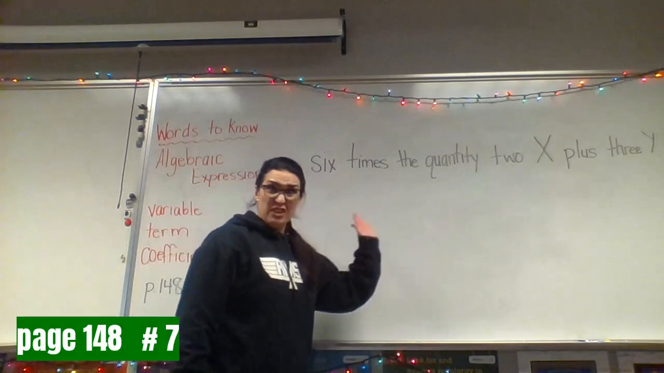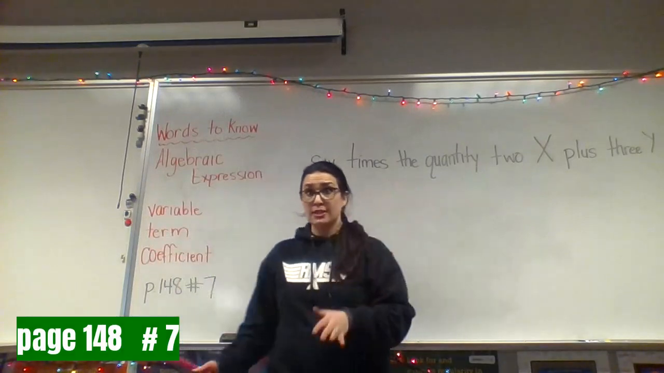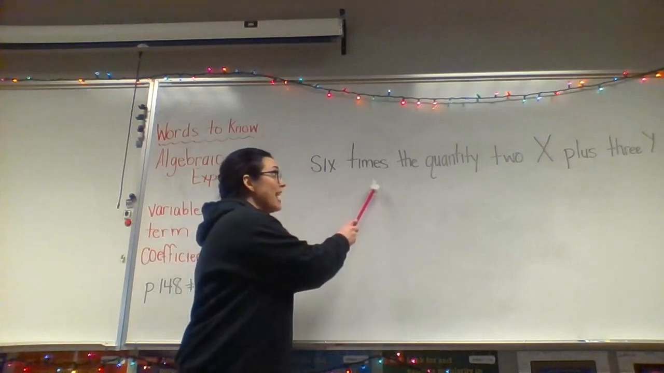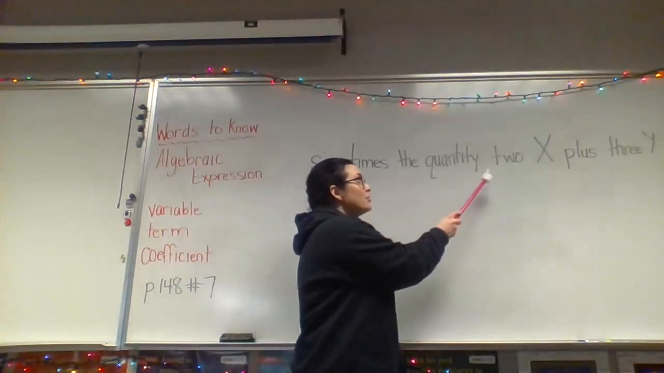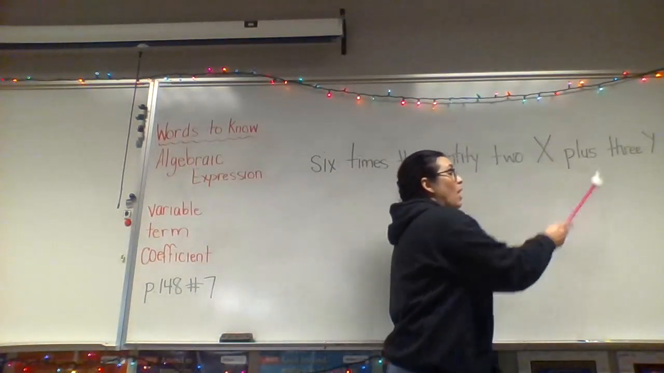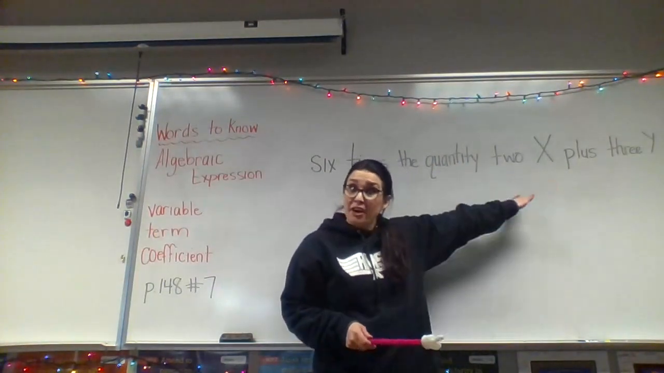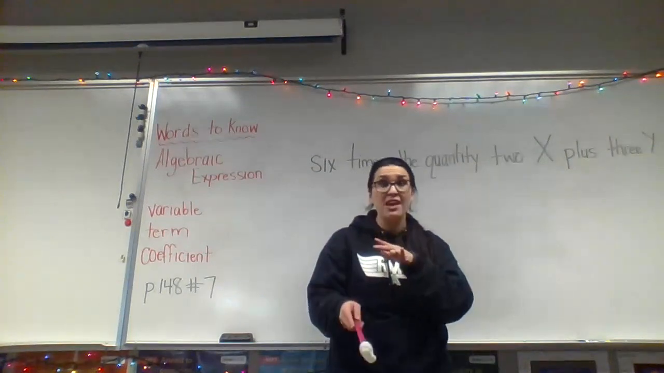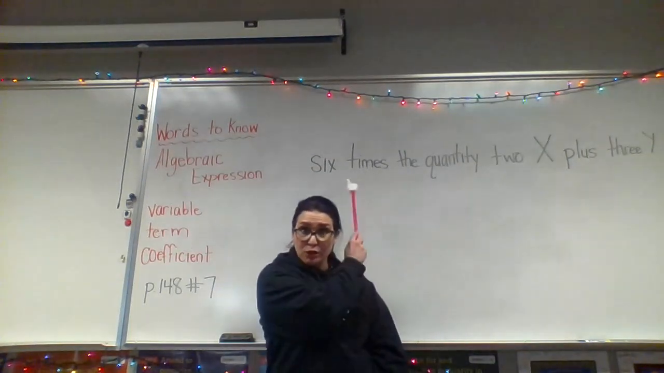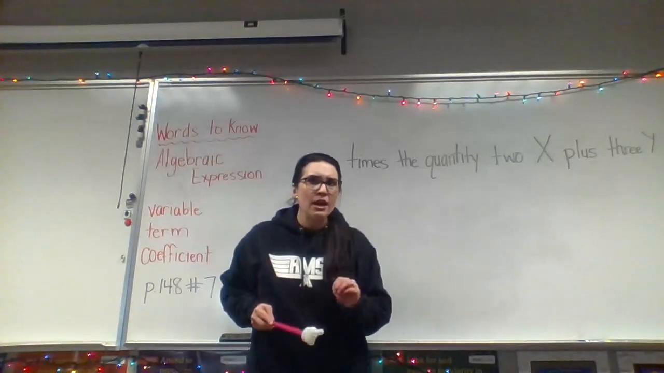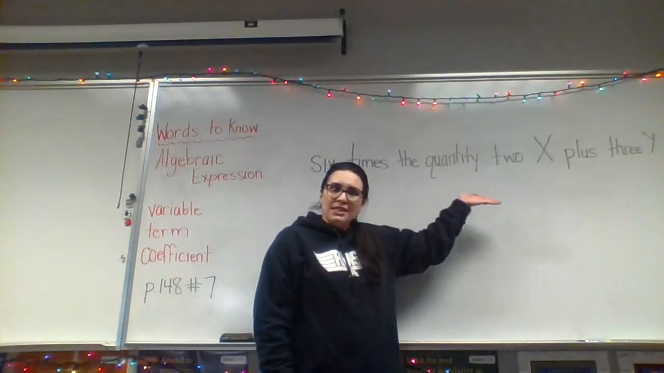All right, I know this kind of gets smushed, but you can do it. So again, page 148, number 7. So it says 6 times the quantity 2x plus 3y. Now notice I used a capital X because I wanted you to know that's a variable. That's not multiplication, right? What represents multiplication? Well, this word right here, times. That's multiplication, right?